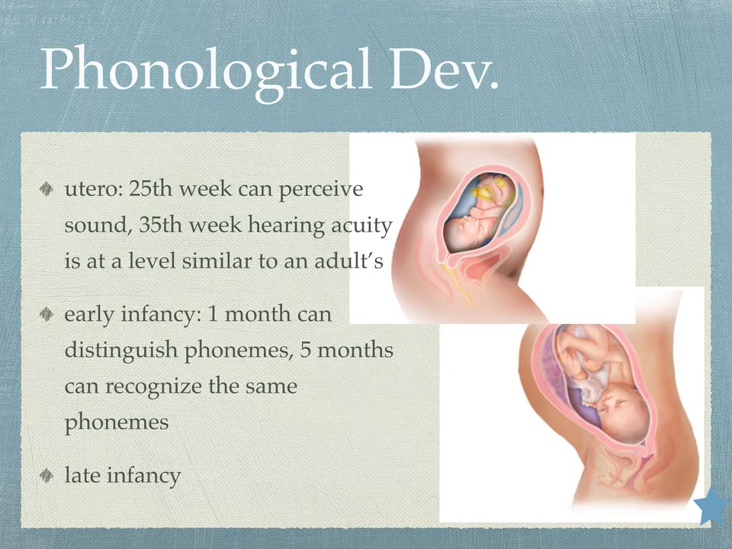In early infancy, at 1 month, they can distinguish between phonemes. And remember, a phoneme is the smallest part of the sound. So they can distinguish between an f and a d. In a video that you will see here in a little bit, a child can decipher between a D sound and a B sound very early on, which is really fascinating. At 5 months, they can recognize the same phonemes, and so if you're doing some silly rhymes, they're going to be able to pick that up.